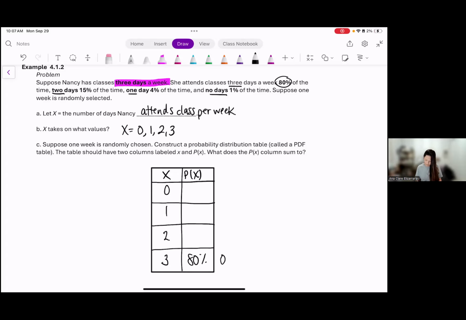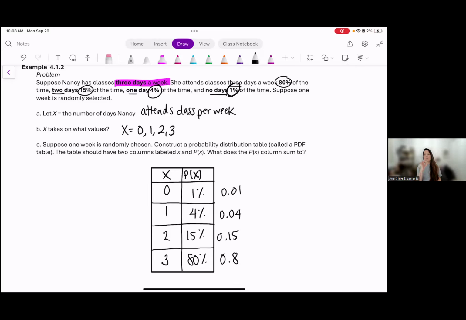You could also write it as 0.8. I could also write it as 8 out of 10 or simplify it. So there's many different ways I could write this, but they give it to us as percent, so let's use percents for now. 2 days a week was 15% of the time. 1 day was 4% of the time. No days was 1% of the time.